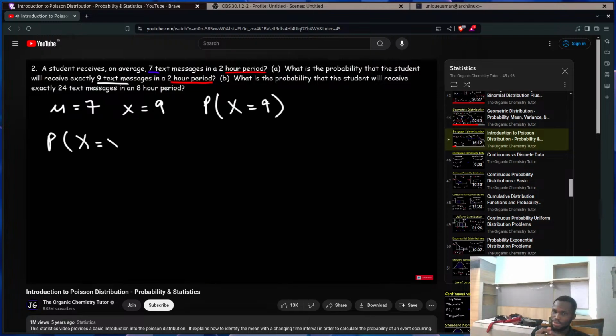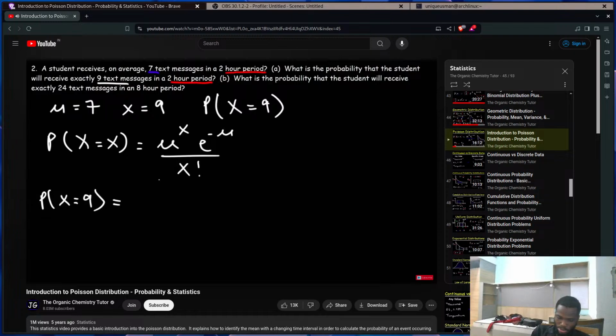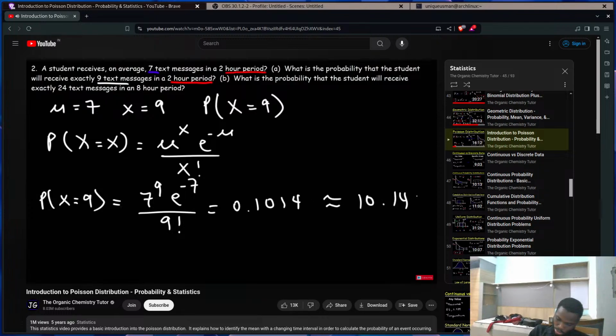First, let's write the formula. As we said before, it's mu raised to the x, e raised to the negative mu, divided by x factorial. So x is 9, mu is 7, so this is going to be 7 to the 9th power, e raised to the negative 7, divided by 9 factorial. So let's type that in. You should get 0.1014, which correlates to approximately 10.14%. So that's the answer for part A.